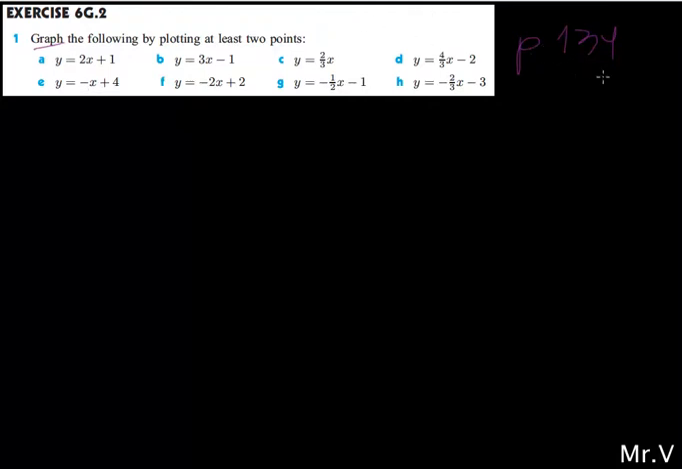Okay, we're on page 134 and we're continuing solving the problems. What is being asked here is to graph the following by plotting at least 2 points. Okay, so this is very simple. Here they're specifically asking me for 2 points. Okay, so in this equation, I'm going to rewrite it here.